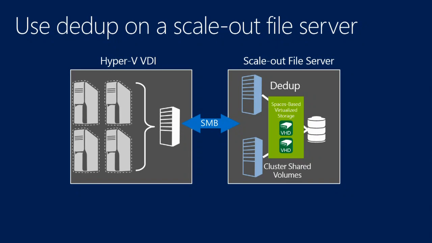Now, SMB is required. Scale-out file server is not necessarily required. You can use a traditional file server here. We highly recommend that you use a clustered file server with SMB3 and transparent failover. The scale-out file server will give you the parallel access from any node, and it's designed for these kinds of server application workloads.